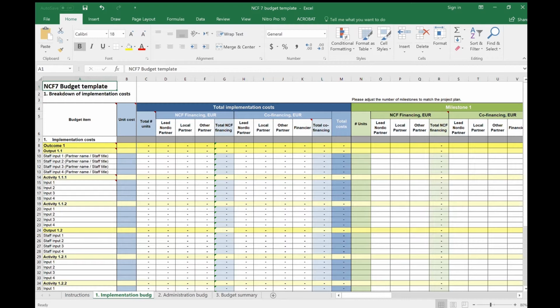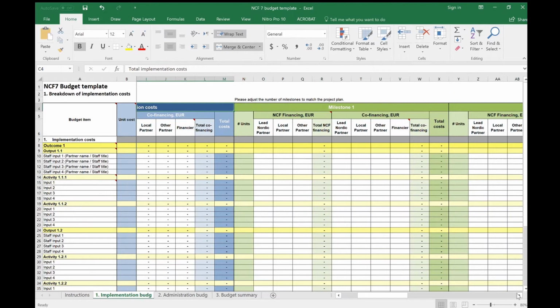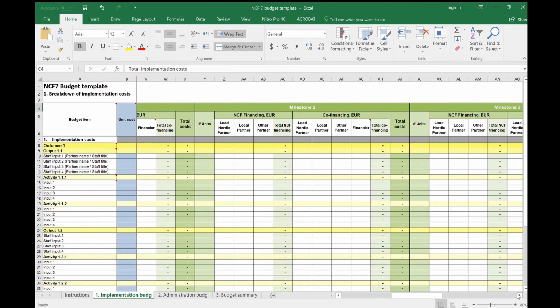Let's first have a look at the implementation budget. The first table you'll see on the sheet, colored blue, presents the total costs of the full project. Scrolling to the right, you will see the same budget structure replicated, colored green. The green tables are the templates for the milestone-specific budgets.